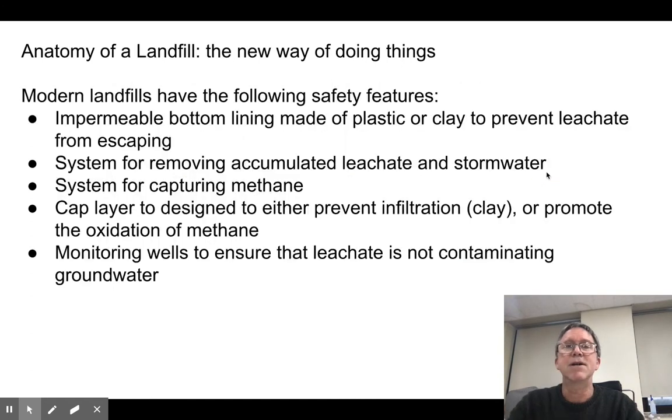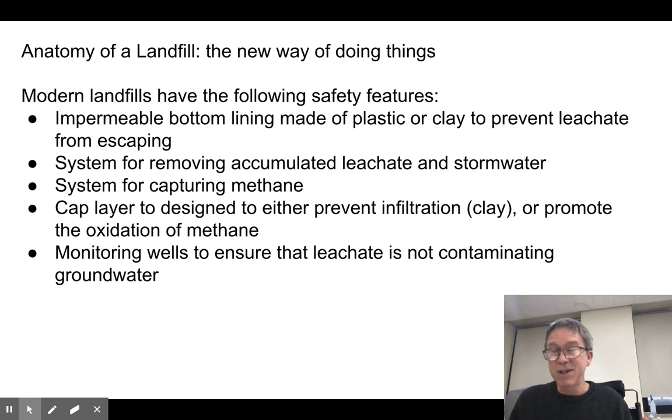Okay. So the anatomy of a new landfill, they're actually pretty cool. They're totally engineered, and they're pretty awesome. A modern landfill has the following safety features. First of all, the bottom isn't just open to groundwater. It's got an impermeable bottom, either a heavy plastic lining or a clay lining, or both. The idea is we're going to prevent that leachate from getting into the groundwater. That's the most important thing we can do to protect the environment near a landfill.